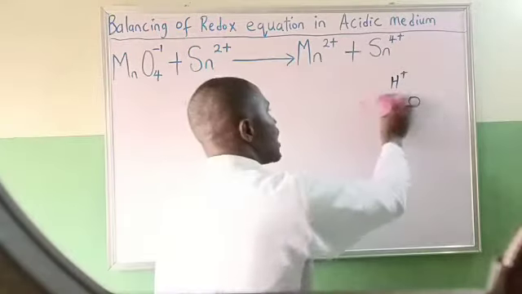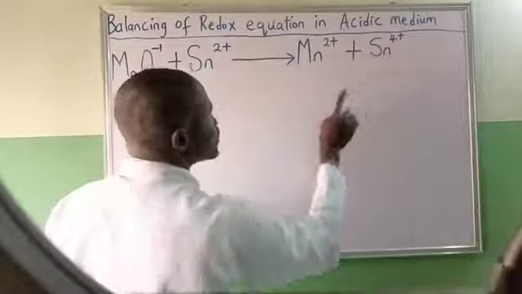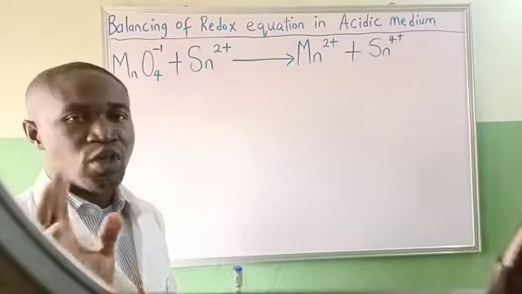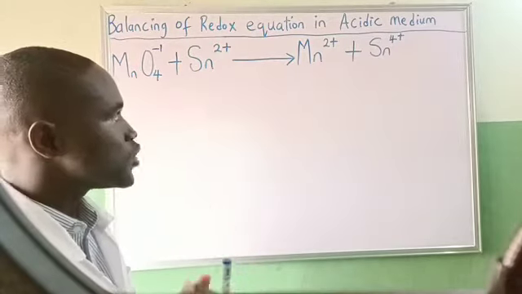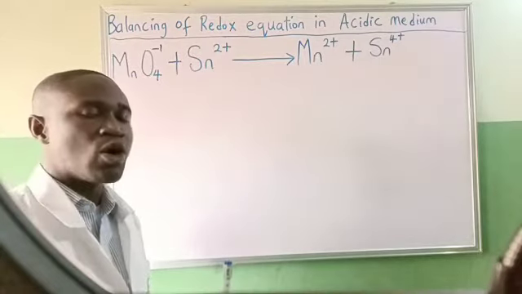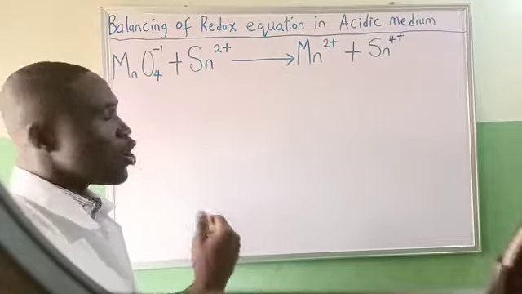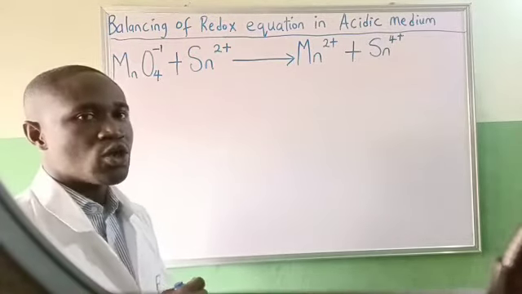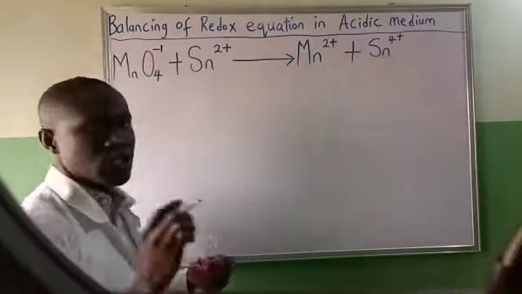Okay, now in this we need to sort out which one is our reduction half equation and which one is our oxidation half equation. And how do we do that? It's by using the definitions we just gave. Oxidation means increase in what? Oxidation number. Now between this and this, which one has an increase in oxidation number?